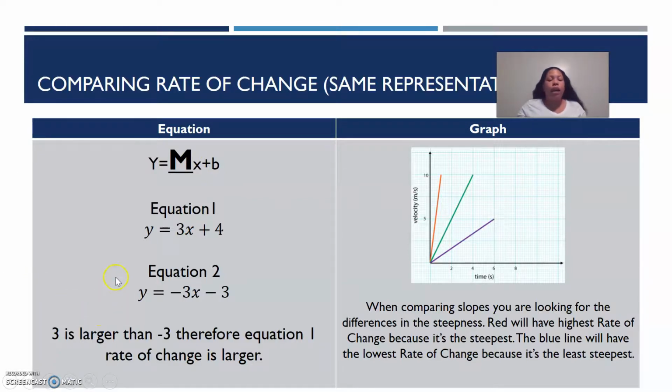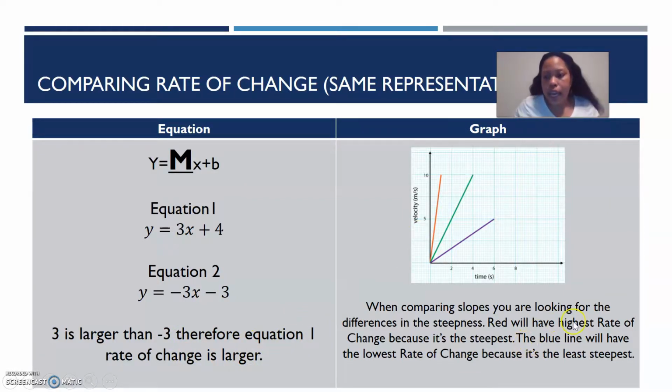So for equation 1, I have y equals 3x plus 4. Well, what number is attached to the x? The 3. For equation 2, I have y equals negative 3x minus 3. Well, what number is attached to the x? The negative 3. So then let's look at those two numbers attached to the x. I have a positive 3 and I have a negative 3. So at the end of the day, which one is more? That positive number is always going to trump that negative number. So positive 3 is larger than negative 3, therefore equation 1's rate of change is larger.